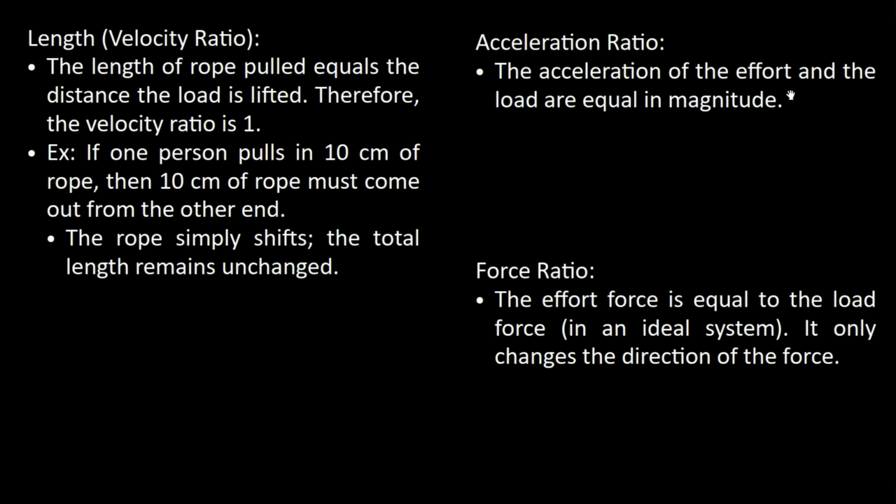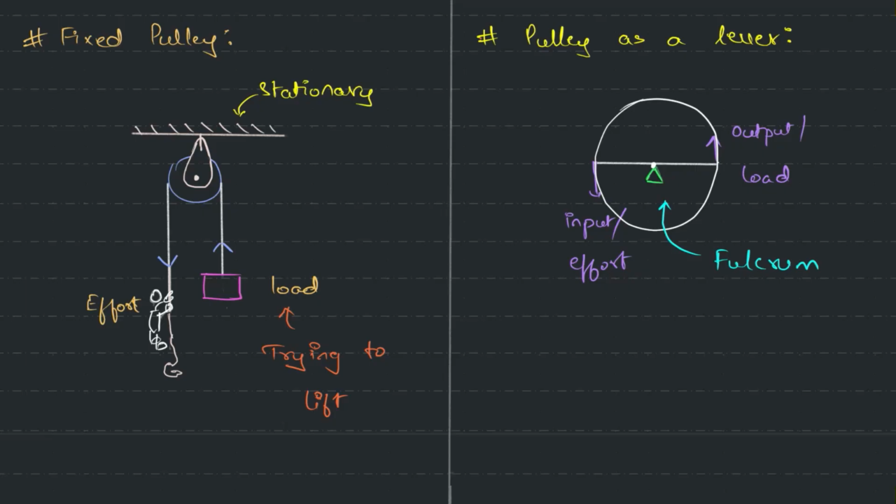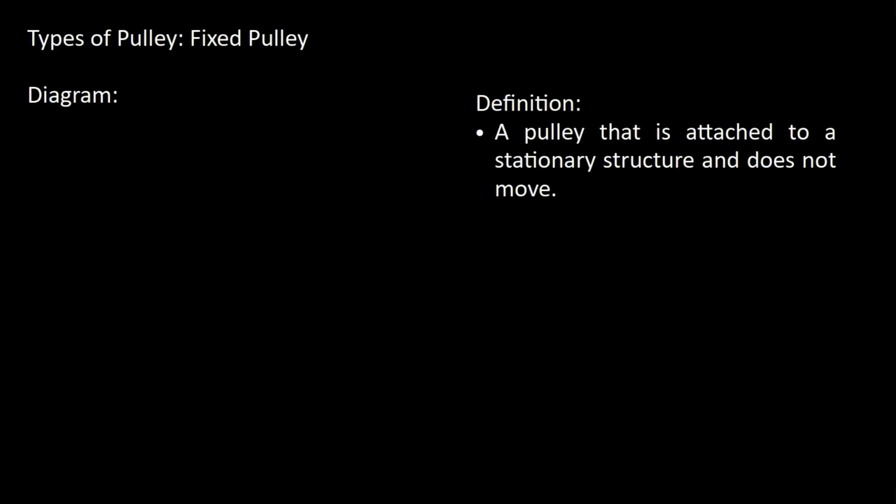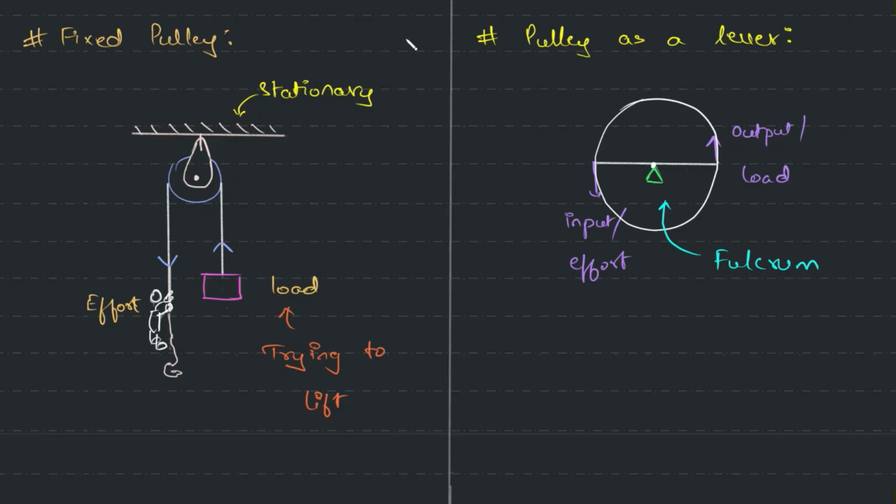Non-official definition: acceleration ratio is nothing but the acceleration we see at the load and effort ends. If you are thinking all of this is 1 all the time, well, it's not. That's what we'll see in the next video. For the force ratio, the effort force is equal to the load force in this case, so the ratio is 1. And this write-up is a must for you to write. Nothing much from here, so you can write this and pretty much copy everything from here and you're done.